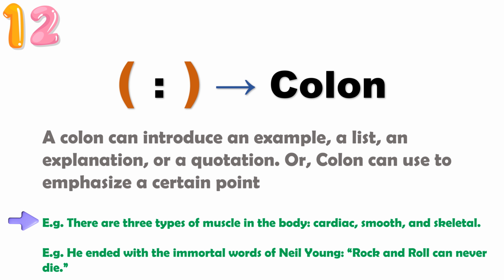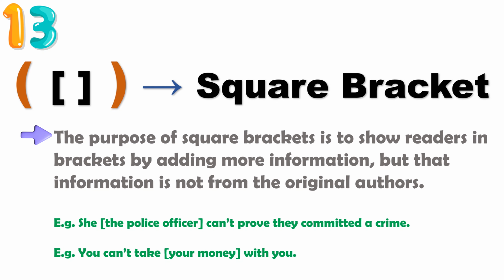Square bracket. The purpose of square brackets is to show readers that you are adding more information, but that information is not from the original author. For example, she [the police officer] can't prove they committed a crime. For example, you can't take your money with you.